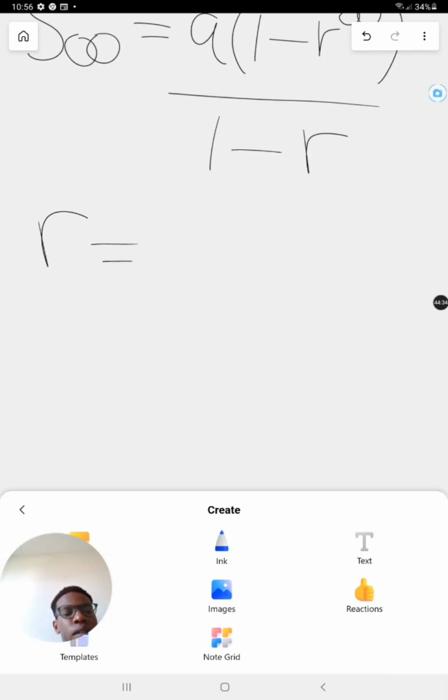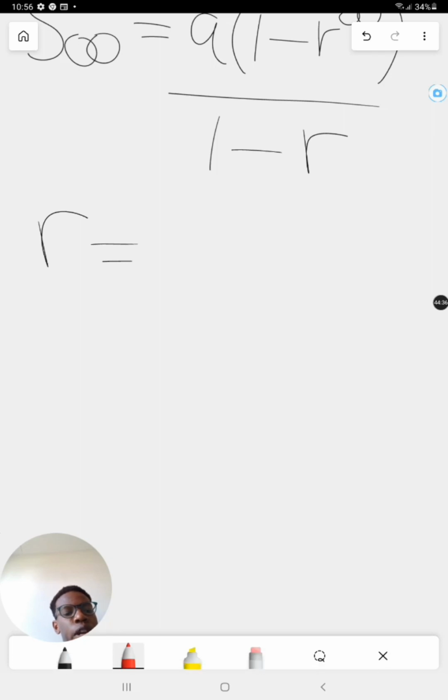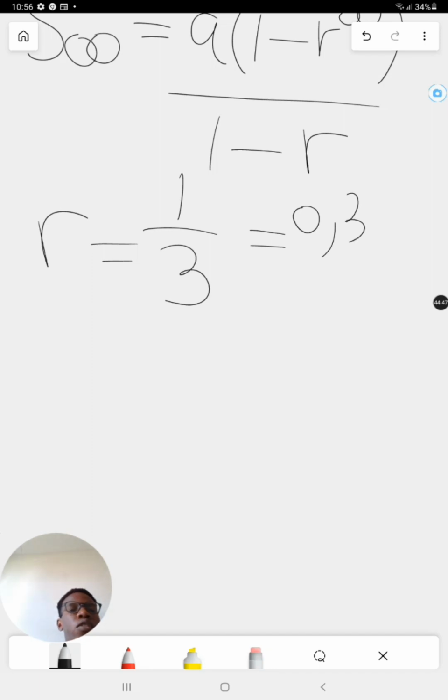R is equal to 1 over 3. So 1 over 3. Okay, this is our ratio. That's 1 over 3. Or you can also write it in its decimal form. That's 0.3. I'm going to stop it here. 0.3. Okay, so now we can substitute stuff into that equation.